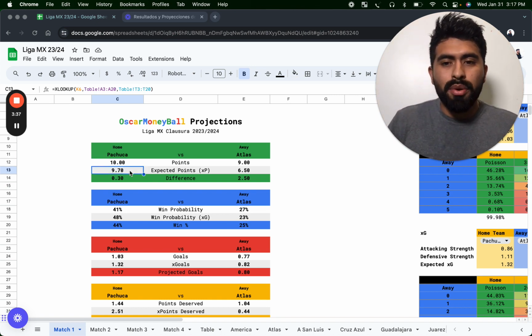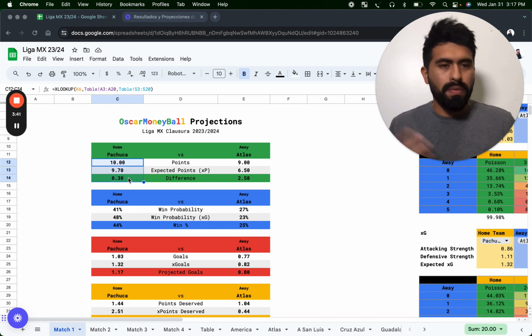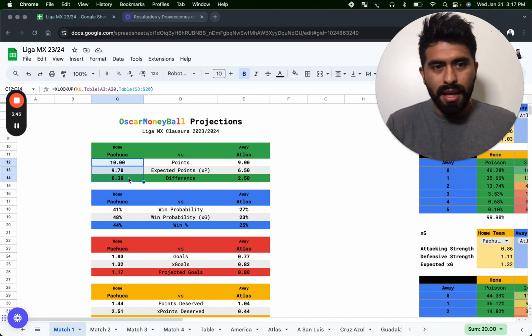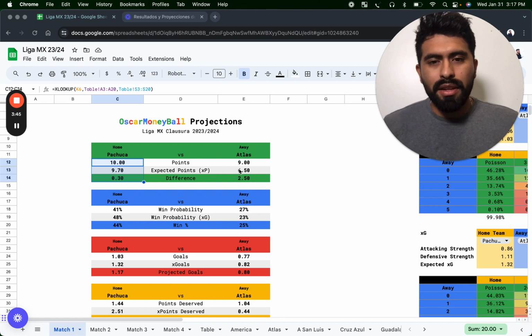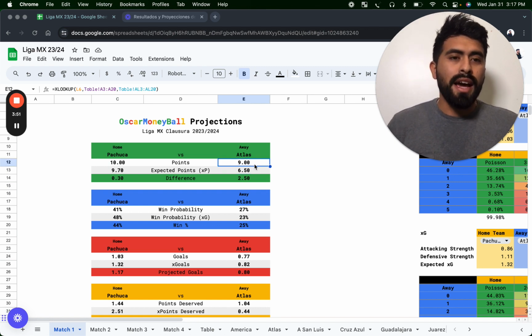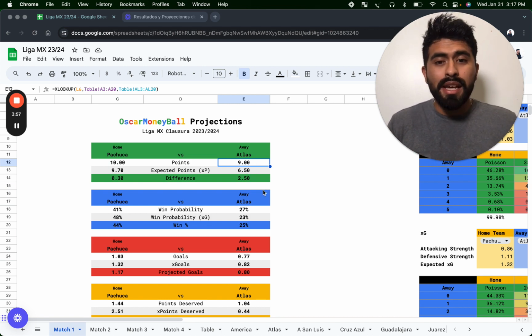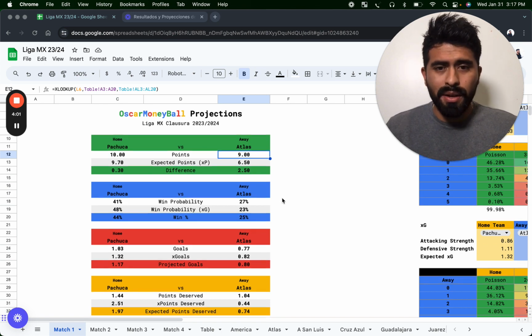Their expected points is 9.7, so they're pretty much on par to how they're performing and what they're getting in return. Atlas, on the other hand, seem to be overperforming. Their expected points should be at 6.5. Meanwhile, they have 9 points that they've again accumulated since the Apertura. Again, sort of irrelevant, but it does tell you where their form is at and how lucky they've been getting.